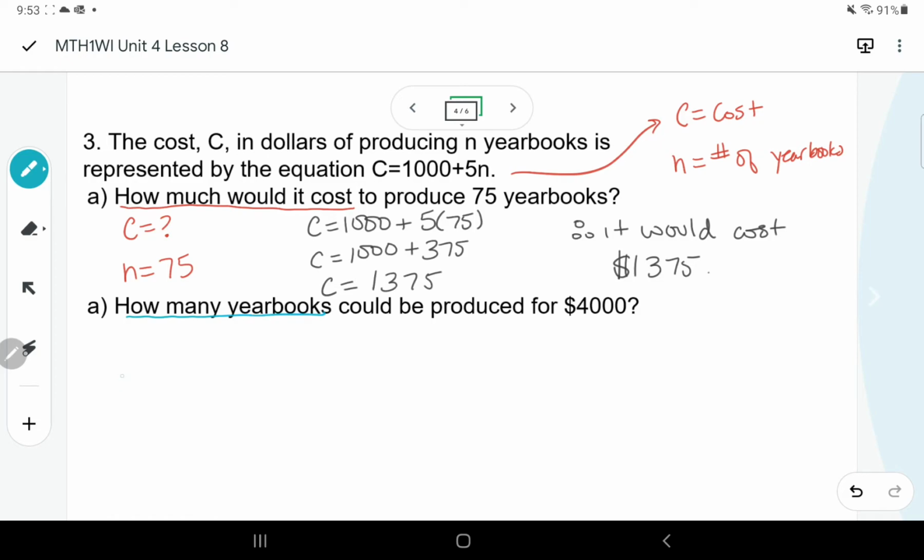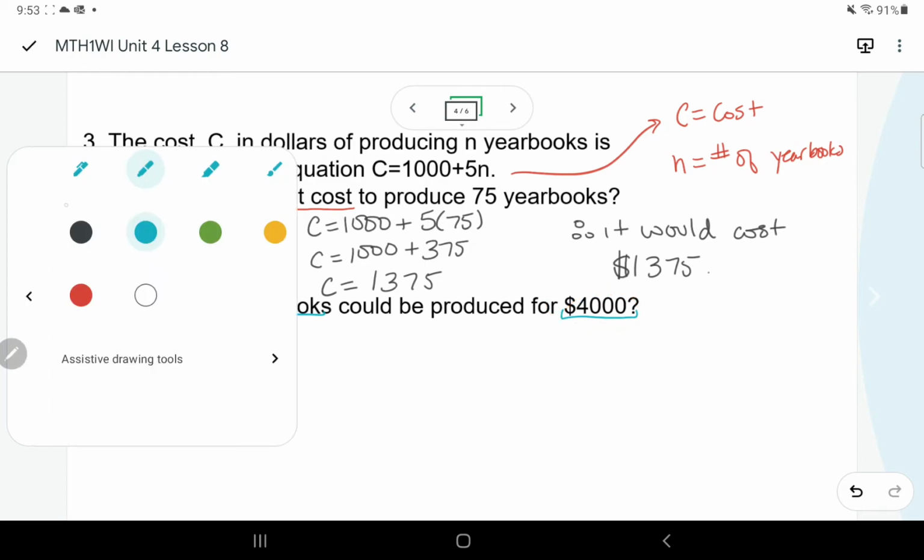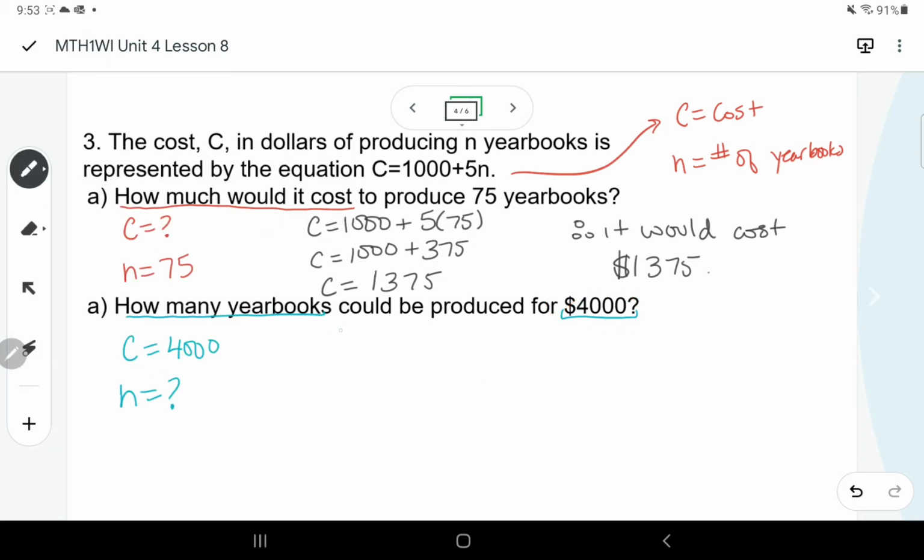The next one says how many yearbooks could be produced. So that's asking me to find N. It's find the number of yearbooks. And then this $4,000, that's the cost. So see how there's a difference here. You can't just guess where that number that you're given in the question goes. You have to be really careful and think about what that number means. The 75, that's a number of yearbooks. $4,000, that's a cost. So you have to put that into the right spot in the equation.